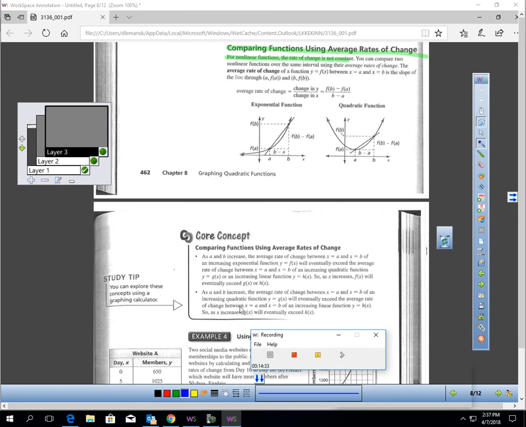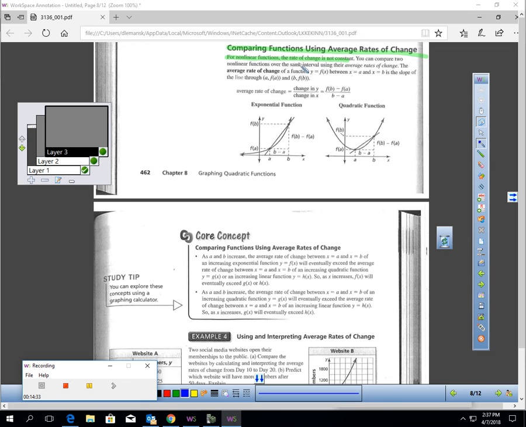Okay, so next we're going to compare functions using average rates of change. For nonlinear functions, the rate of change is not constant. In other words, remember, a table where we're adding the same thing every time is linear. On nonlinear functions, the rate of change isn't the same. However, you can still compare nonlinear functions using the average rate of change.